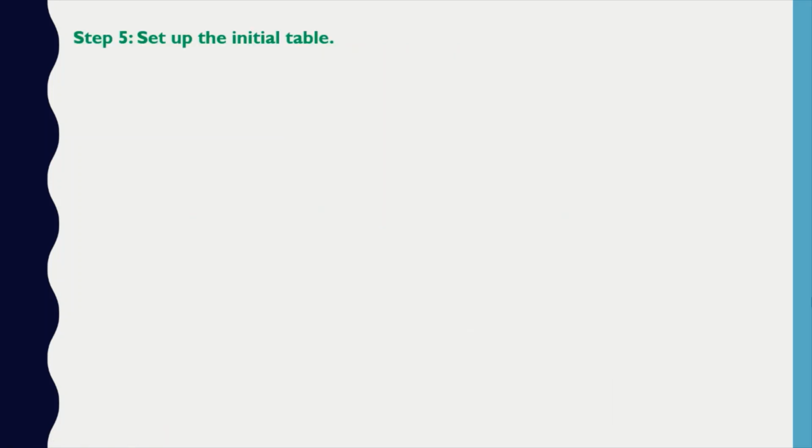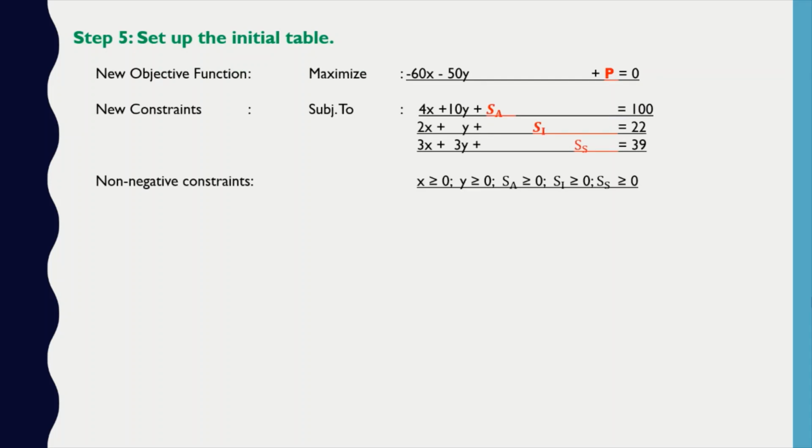Okay, now step 5, set up the initial table based from our equations. We have now our new objective function, our new equation. So in standard form, we have here to set up our initial table. It will be now like this. We just delete slack variables, which is 0.